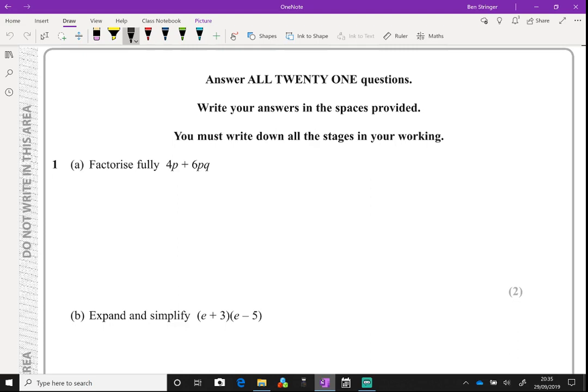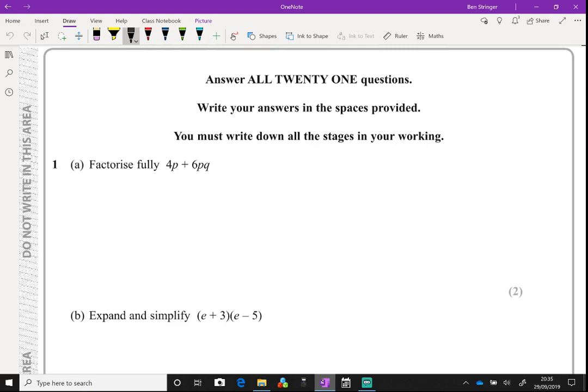In my opinion, yes, it was a tough paper. Don't beat yourself up if you haven't got full marks. It's very hard to get full marks on a paper like this. Take your time, try to make as many corrections as you can. Let's begin. So, first question.